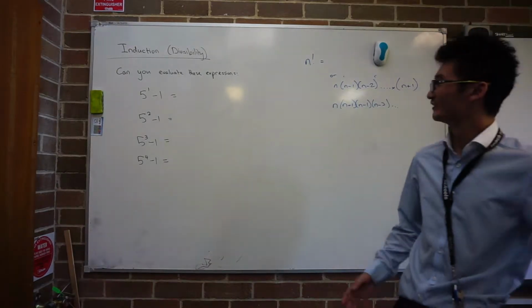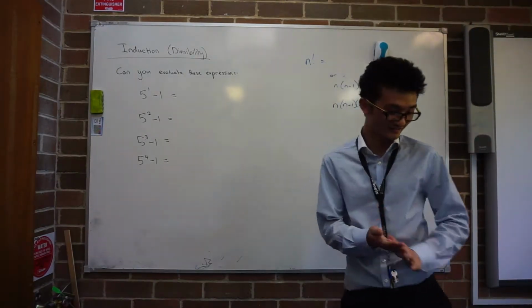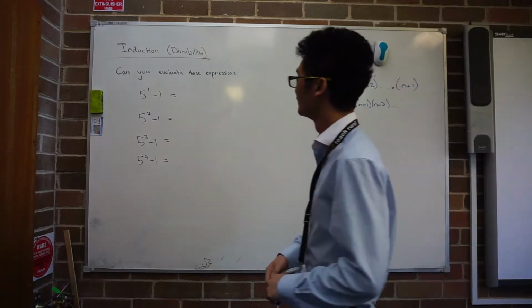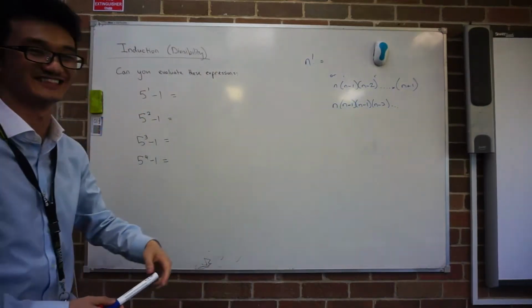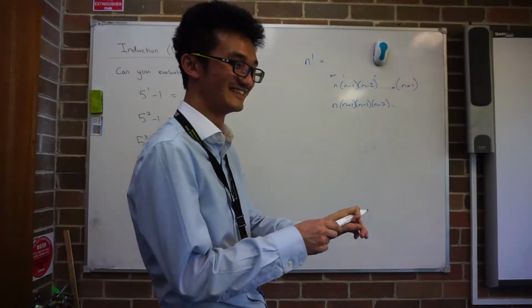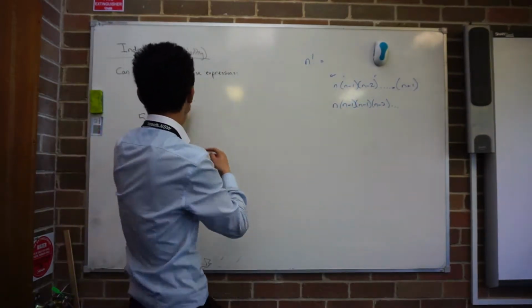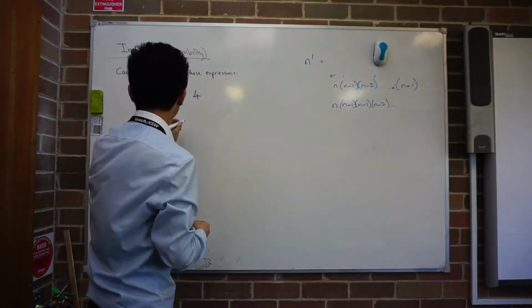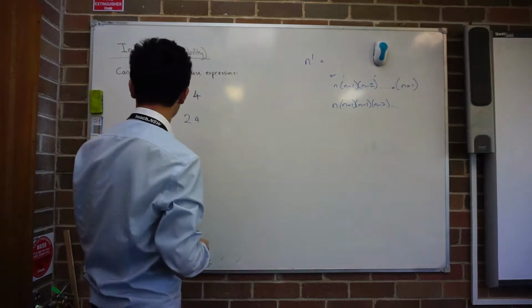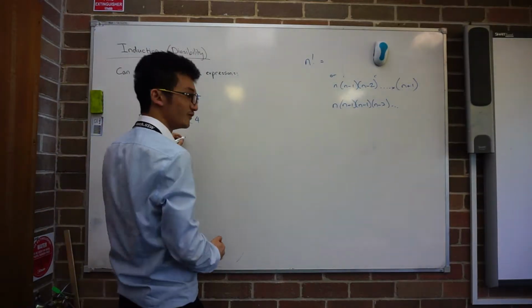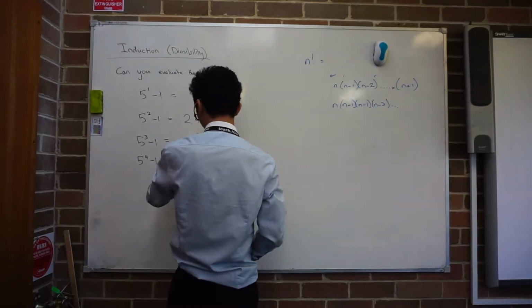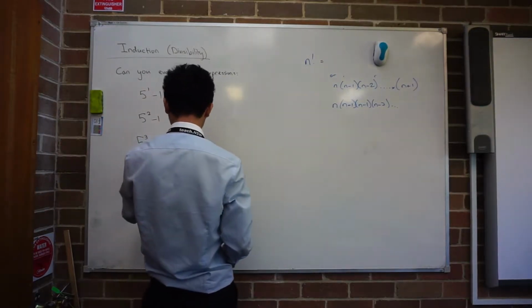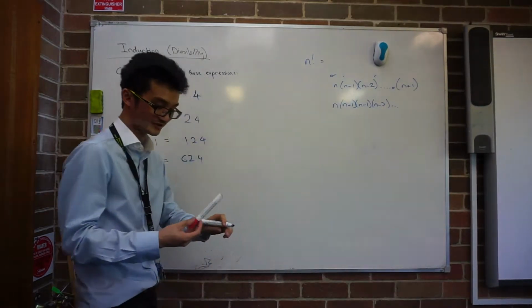Alright, how did we go with evaluating these guys? What did we get? When did we do that? Did I just ask you to do them? Oh, I thought that was... No. What did you get? 4? Yeah, then 24. 24. 100. What else we got? 124. 124? Yep. And 624. 624. You want to keep going? Mitch, can you do the rest?